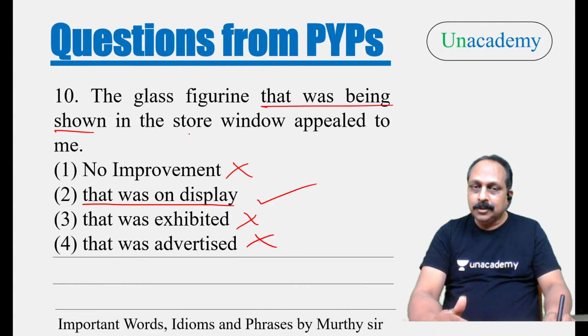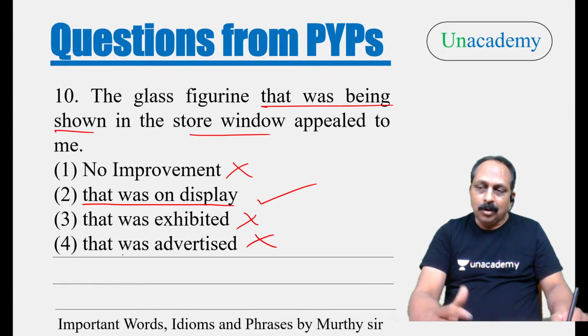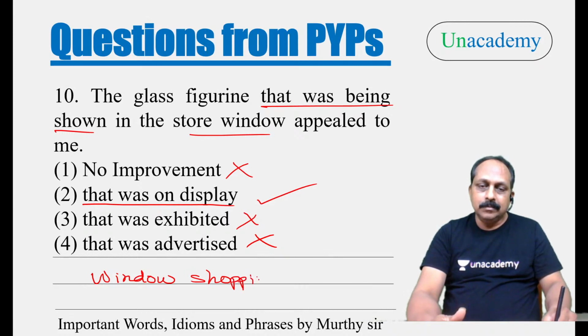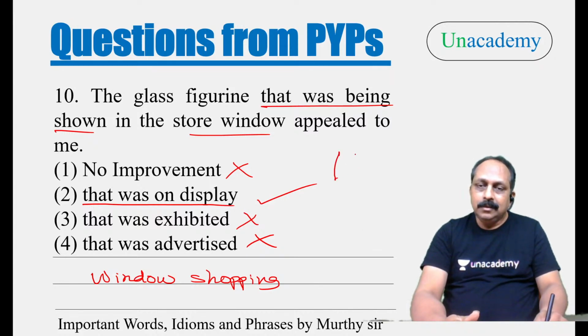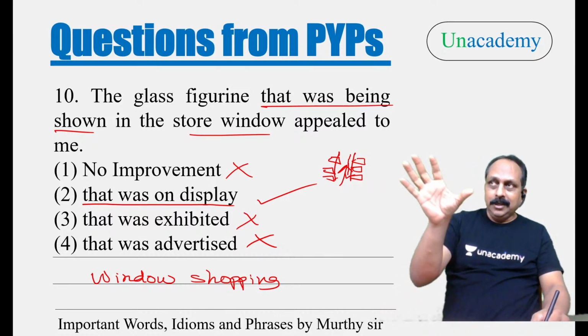The context goes with shopping window. I'm going to give two expressions. Have you heard of window shopping? Have you heard of this any time? Window shopping. What is window shopping? Imagine this is a street aerial view. There are shops here, and some people simply walk. Whatever is on display, they just have a look and they don't buy. They don't go inside also. From outside, they just have a look.